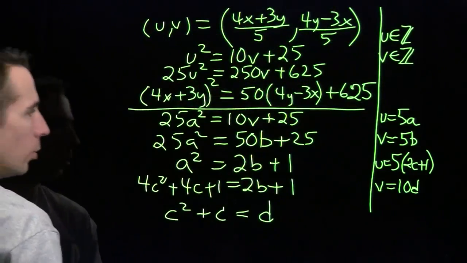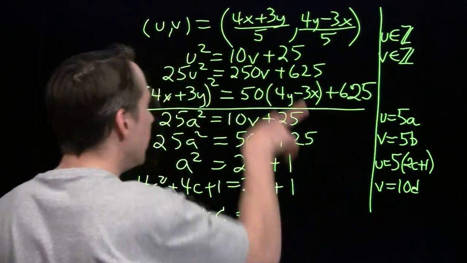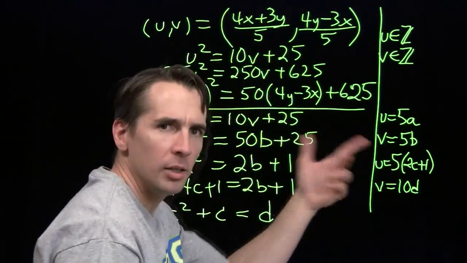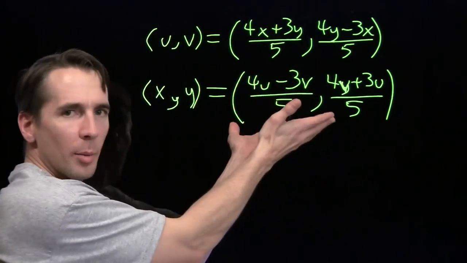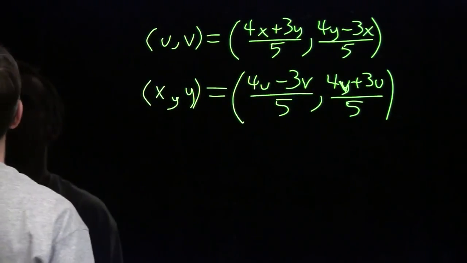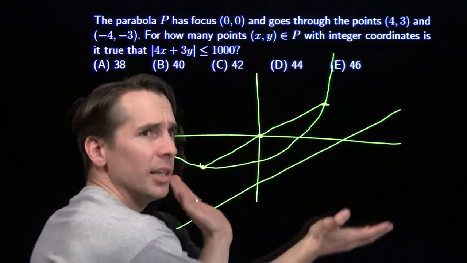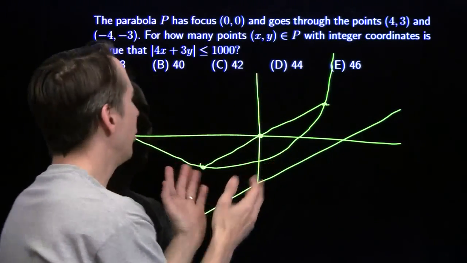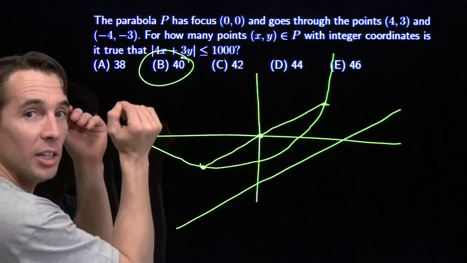And now we see our expressions for x and y. We see that for all these lattice points u, v that satisfy our nice parabola, the u and the v are always multiples of 5, so these are always going to come out to be integers. So we come back here and we say, hey, those 40 points that we found on the nice parabola go with 40 points on the awful parabola to satisfy this condition. The answer is B, and we are finally done.